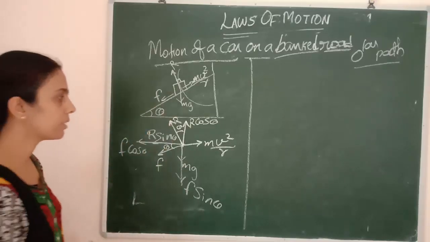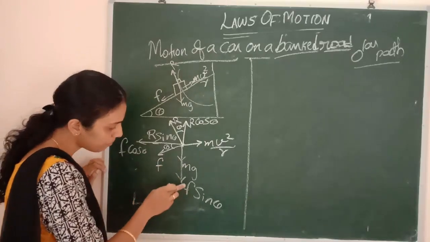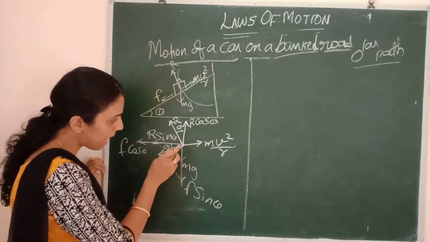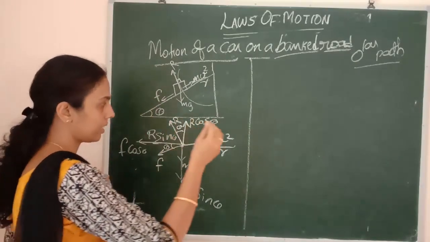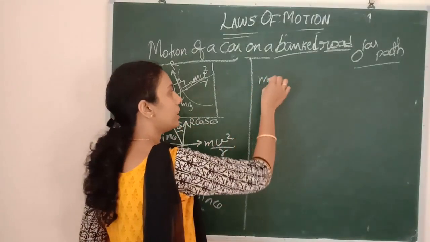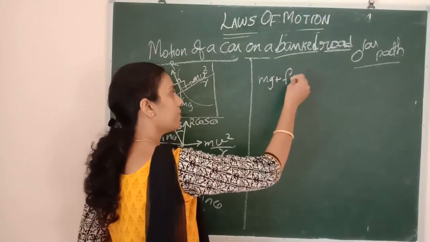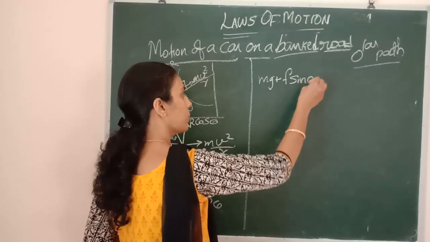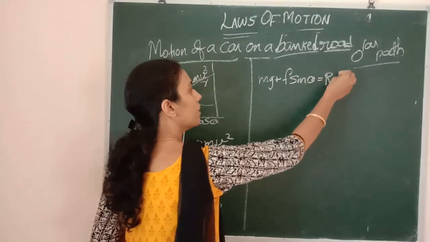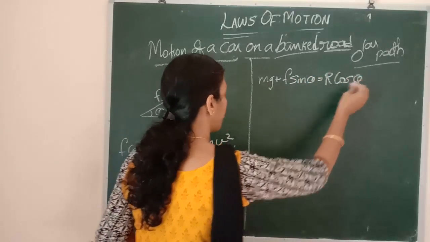Tell me what are the vertical lines? mg plus F sin theta is balanced with R cos theta, isn't it? So mg plus F sin theta equals R cos theta.